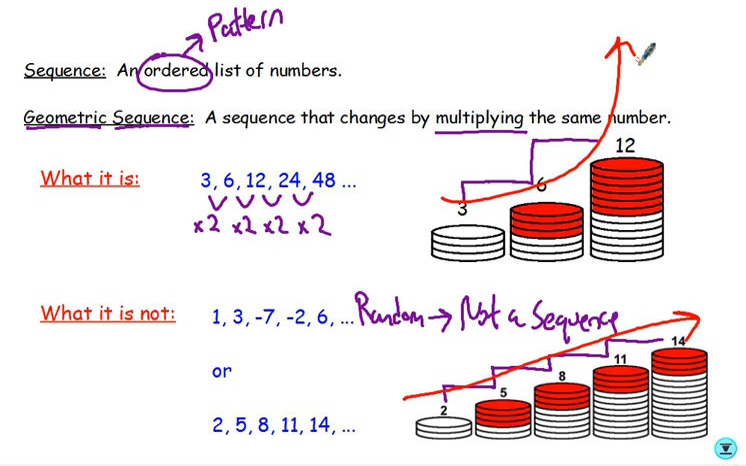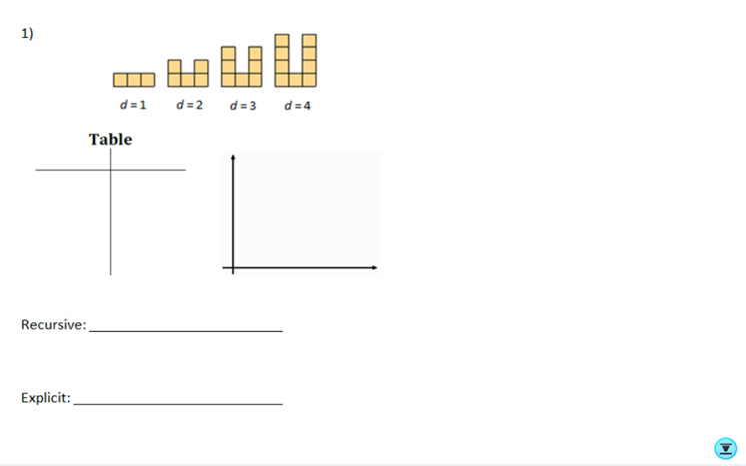Alright, so now that we've laid out some vocabulary, let's see what that would look like in the context of a problem. Alright, so they give us some boxes, D, so that's days. I don't know, maybe we work at a box factory, and so we're making boxes. And so on day 1, we've got 3 boxes. Day 2, it looks like we've got 1, 2, 3, 4, 5 boxes.